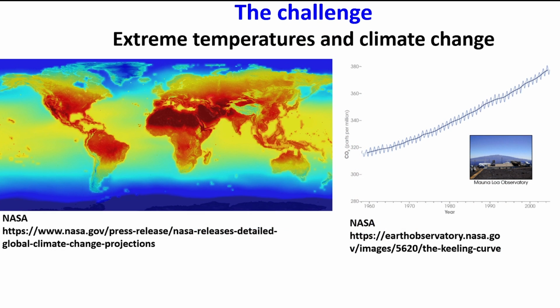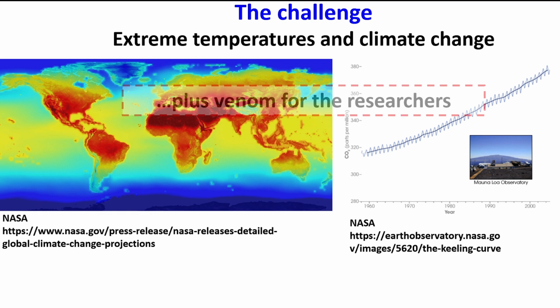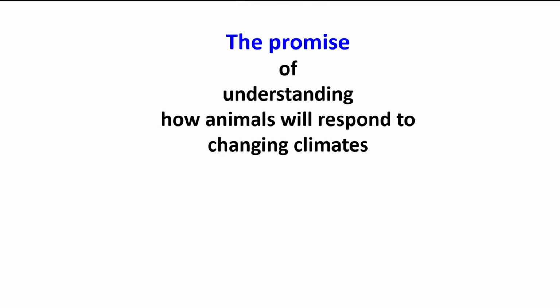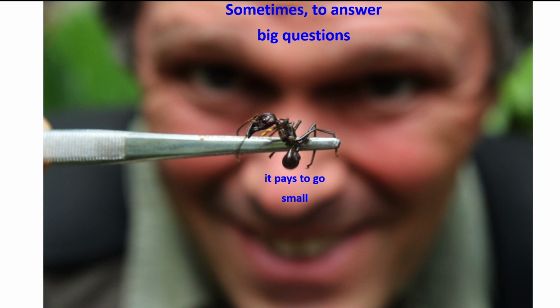And the subjects of the talk are going to be confronting, as we all are, some important challenges related to extreme temperatures and global climate change. And we're also going to explore some challenges for the researchers that involve venom. And hopefully the subjects will bring us the promise of increasing our understanding of how animals are going to respond to global climate change. And I hope that you'll at least accept the possibility that sometimes to answer big questions, you need to go small.